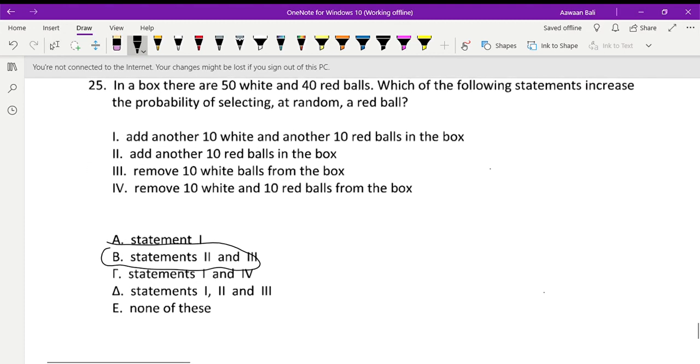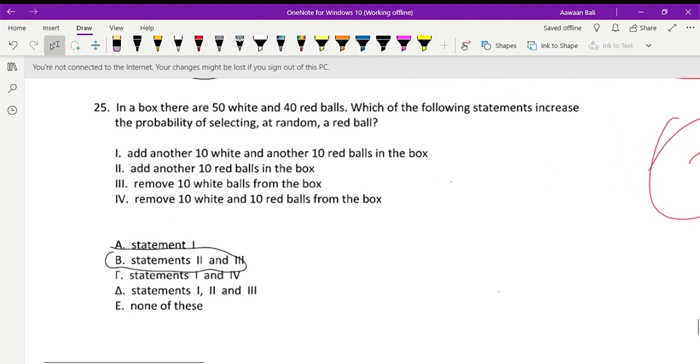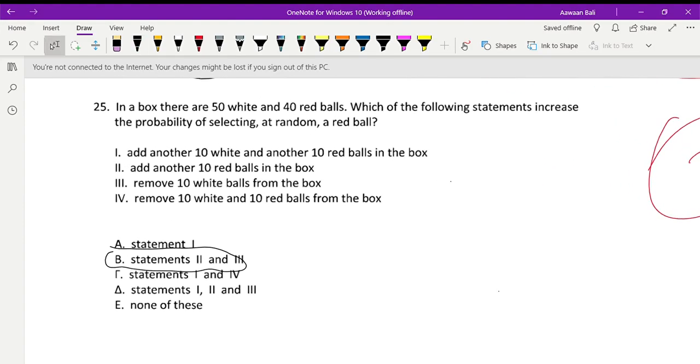Question number 25. In a box there are 50 white and 40 red balls. Which of the following statements increase the probability of selecting at random a red ball? 1 doesn't help at all. Because 10 white and 10 red balls, no, that doesn't help. Add another 10 red balls in the box, that helps a lot. Because red balls have only been put in.